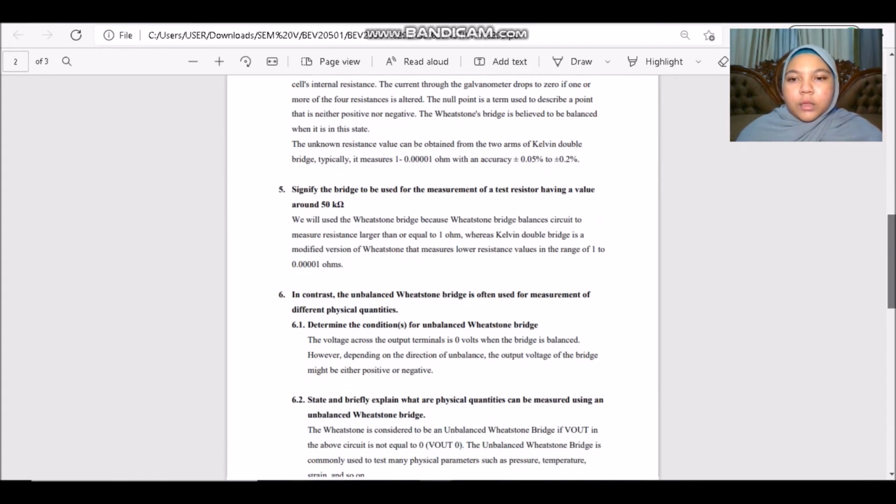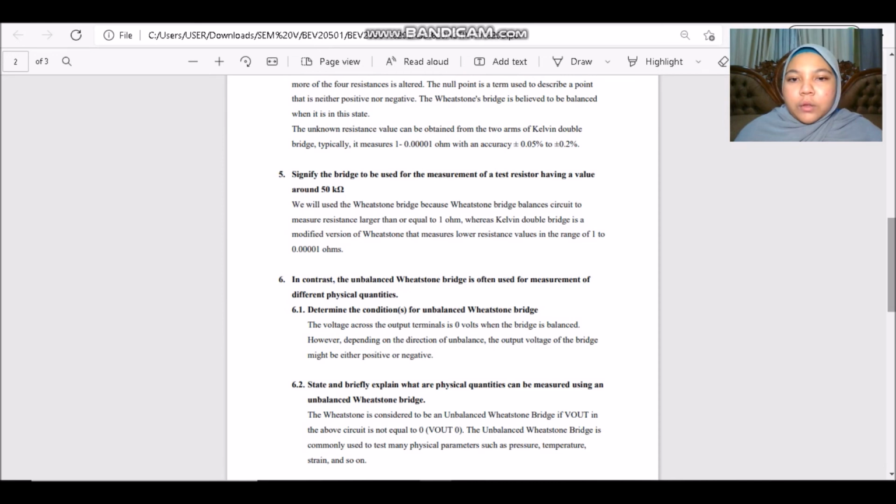Next is question 5. Signify the bridge to be used for measurement of a test resistor having a value around 5 kilo ohms. We will use the Wheatstone bridge because the Wheatstone bridge is a balanced circuit to measure resistors larger than or equal to 1 ohm, whereas the Kelvin Double bridge is a modified version of the Wheatstone that measures lower resistance values in the range of 1 to 0.00001 ohm.